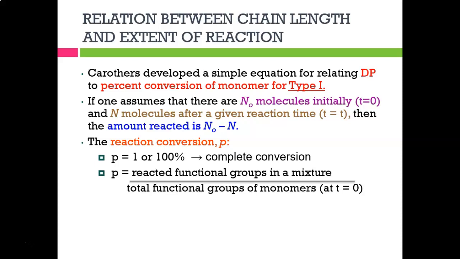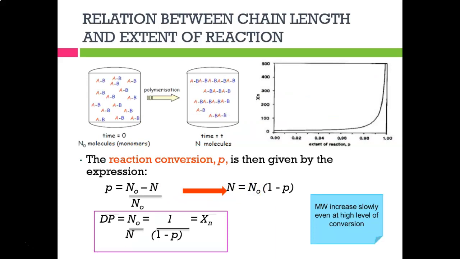And P is given by the reacted functional groups in a mixture divided by total functional groups of monomer at time equal to 0. Masa mula-mula reaction lah, maknanya sebelum reaction tu berlaku, kita bahagikan dia dengan semua total functional group dalam tu. The relation between chain length and extent of reaction, lagi P, chain length and extent of reaction. The reaction conversion P is then given by the expression P equals N naught minus N divided by N naught. So N equals N naught times 1 minus P, and DP is N naught over N equal to 1 over 1 minus P. So DP sama dengan Xn.